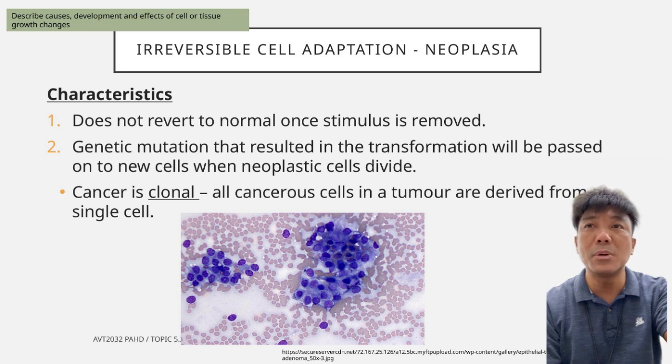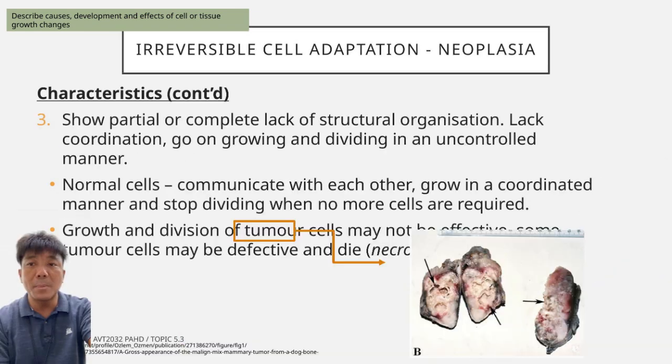Neoplasia represents irreversible cell adaptation, persisting even after the initial stimulus is removed. Genetic mutations in neoplastic cells are inherited by subsequent cells, making cancer clonal. This means all cancerous cells in a tumor originate from a single cell, highlighting the genetic continuity and complexity of tumor development. Neoplastic cells exhibit a lack of structural organization and coordination, growing and dividing uncontrollably.